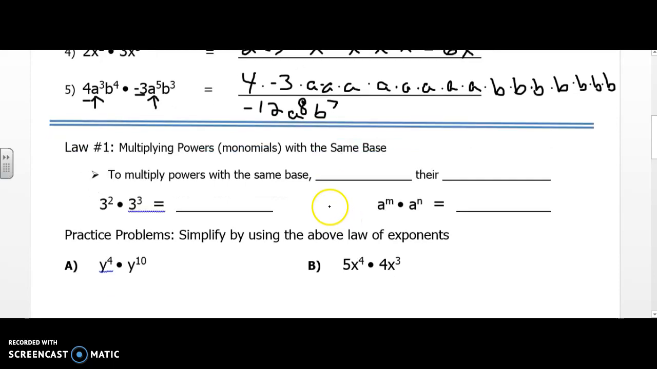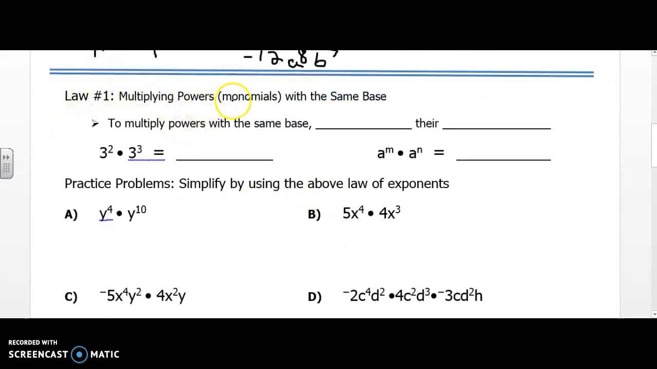Okay? So here's going to be our first law, the law for multiplying exponents. Hopefully you realize that when you multiply powers that have the same base, and that part's important, the base has to match, you are going to add their exponents.